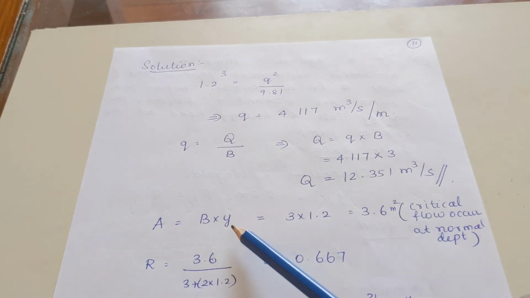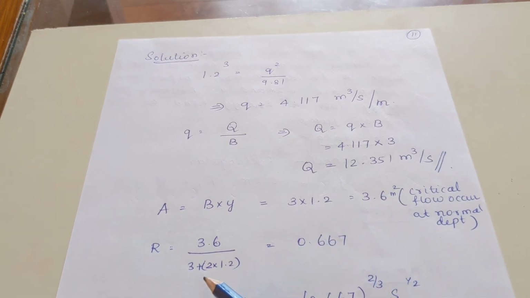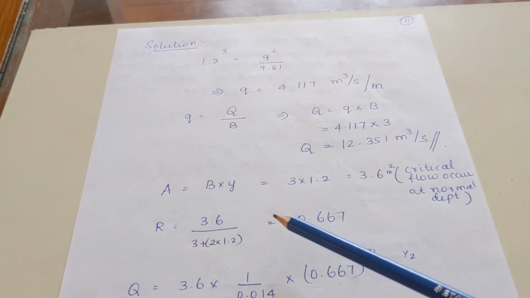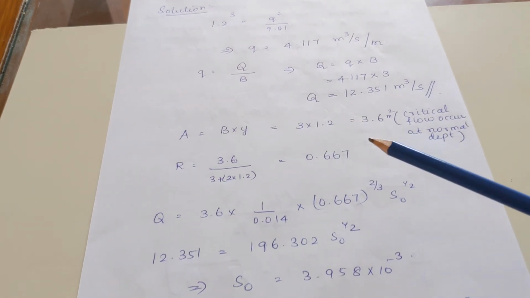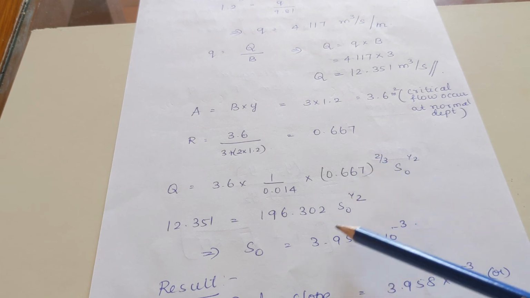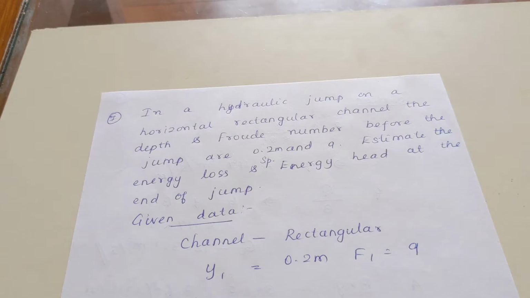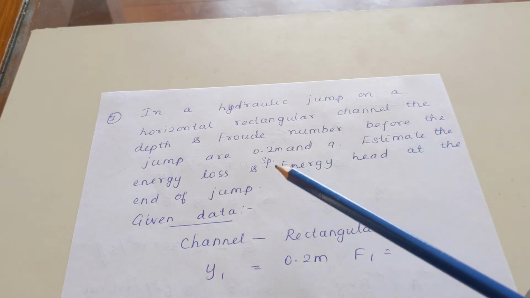So here you can take the critical depth 1.2, you will get the answer. The same for R. After finding area and R, substitute in the main equation. Q is equal to area into velocity. From that you can find out what is the bed slope. Clear?